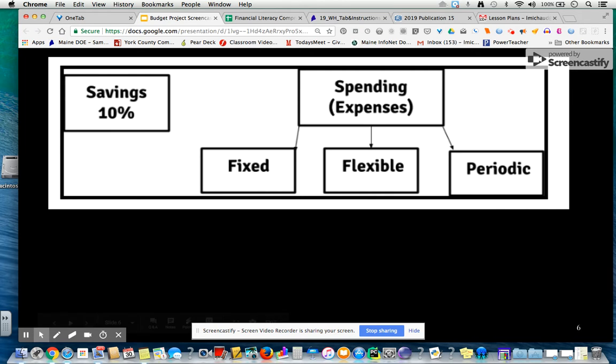Anyways, you should try to set aside 10% of your savings, and then you should estimate your expenses. So those could be categorized as fixed, flexible, or periodic. Fixed expenses remain the same, like rent, car payments. Flexible will be variable, they'll change from month to month. And periodic occurs every so often, such as car registrations.